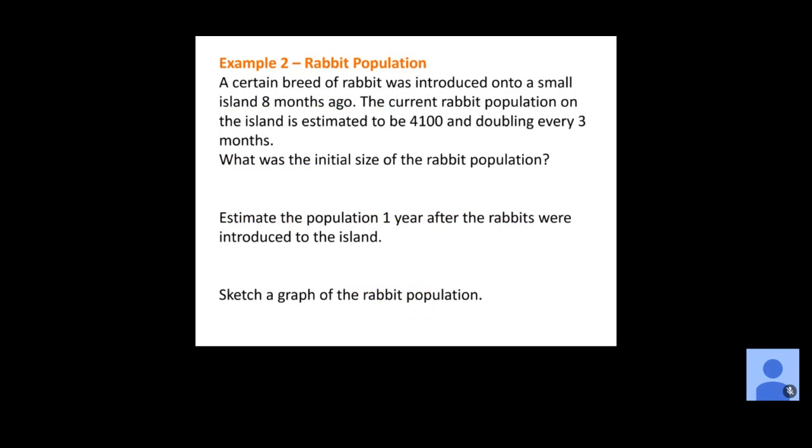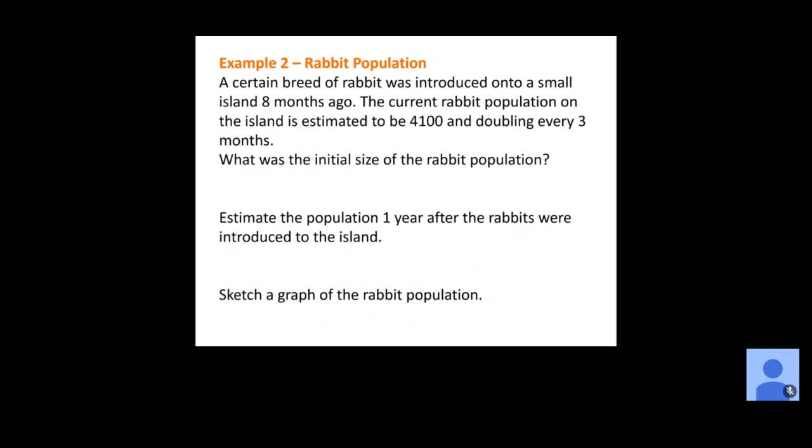All right, example 2. A certain breed of rabbit was introduced onto a small island 8 months ago. The current rabbit population on that island is estimated to be 4,100 and doubling every 3 months. We want to know the initial size of the rabbit population. So notice this time they didn't give us the n sub 0. We don't know what the initial population was. That's what we're trying to find in that first part.